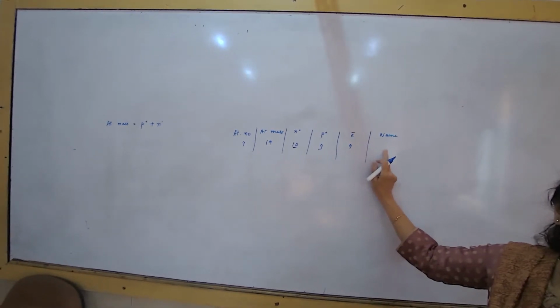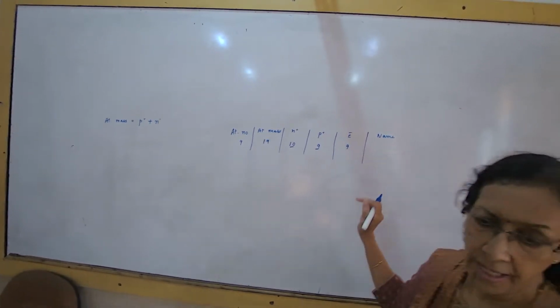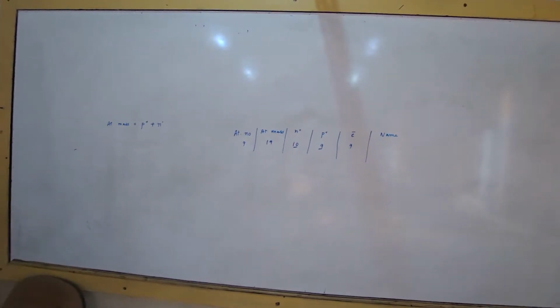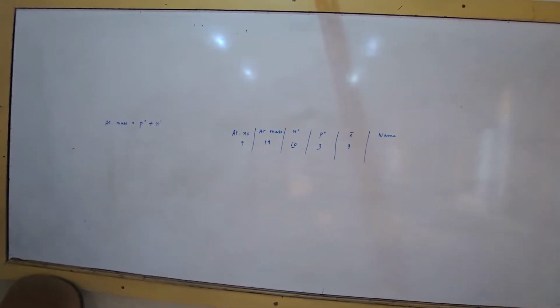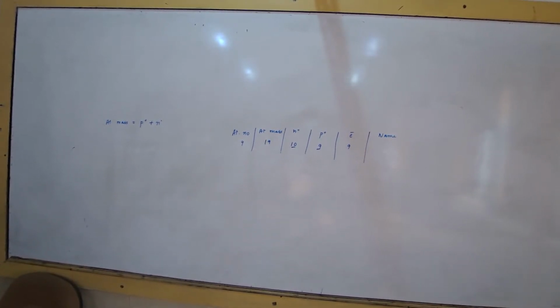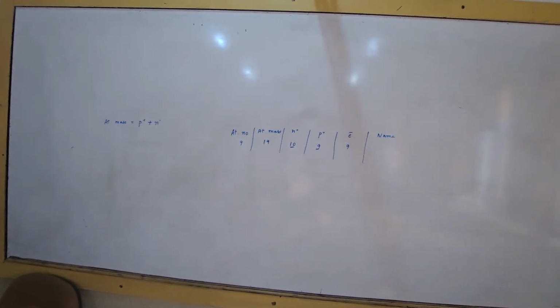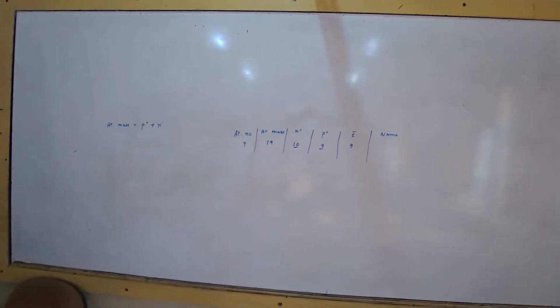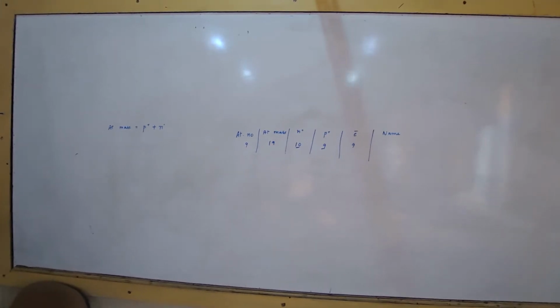Okay. The next one, they have given atomic number 16. Are you writing it down somewhere, Abhishek? And what is this? Name: fluorine, F-L-U-O-R-I-N-E. Okay. Atomic number 16, mass number is 32.